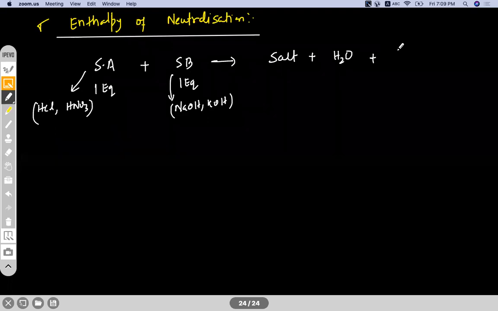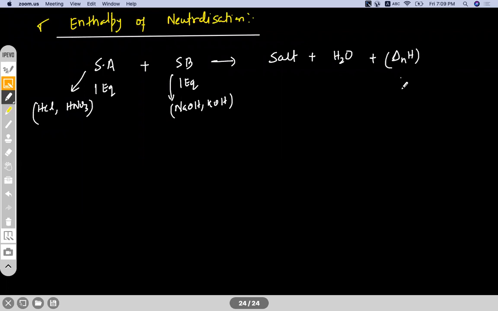Then obviously energy is released in this. The enthalpy of neutralization, delta H, for a strong acid and strong base reaction comes out to be minus 57.1 kilojoule. This value you must remember, okay? Strong acid with strong base, minus 57.1 kilojoule, or in kilocalorie, minus 13.7 kilocalorie, right? So remember, the enthalpy of neutralization for a monoprotic strong acid and strong base is always minus 57.1 kilojoule. Okay, understood?